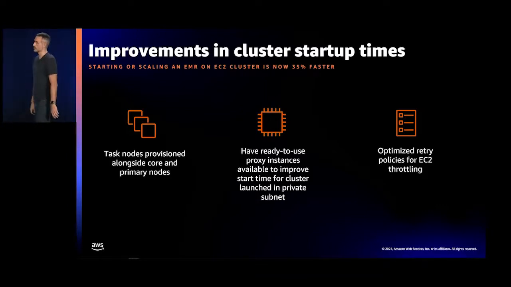We are also now using idle instances in VPC, when you need to provision a cluster in a private subnet. That's an additional 2 minutes of savings. And we also worked a lot on this integration with the EC2 API to provision your virtual machines, and we optimized the retry mechanism to avoid throttling. That's very valuable for very large cluster provisioning, for example.